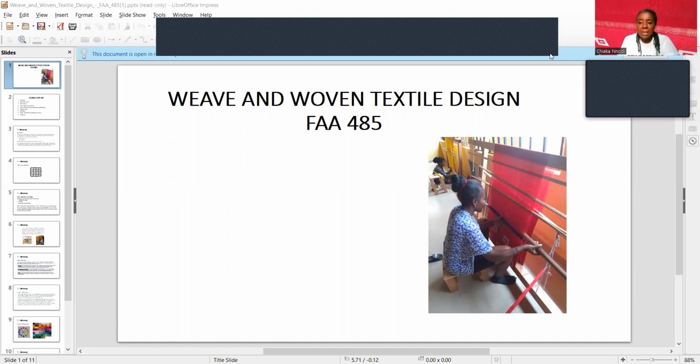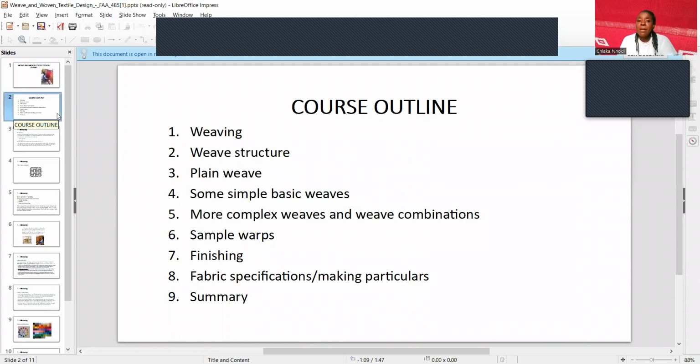The title of our course is Weave and Woven Textile Design, FAA 485. The course outline: 1 is weaving, 2 weave structure, 3 plain weave, 4 some simple basic weaves, 5 more complex weaves and weave combinations, 6 sample warps, 7 finishing, 8 fabric specifications, making particulars, and 9 will summarize. We're going to be taking them weaving. We're starting with weaving as lesson 1, through lesson 2 to lesson 9.